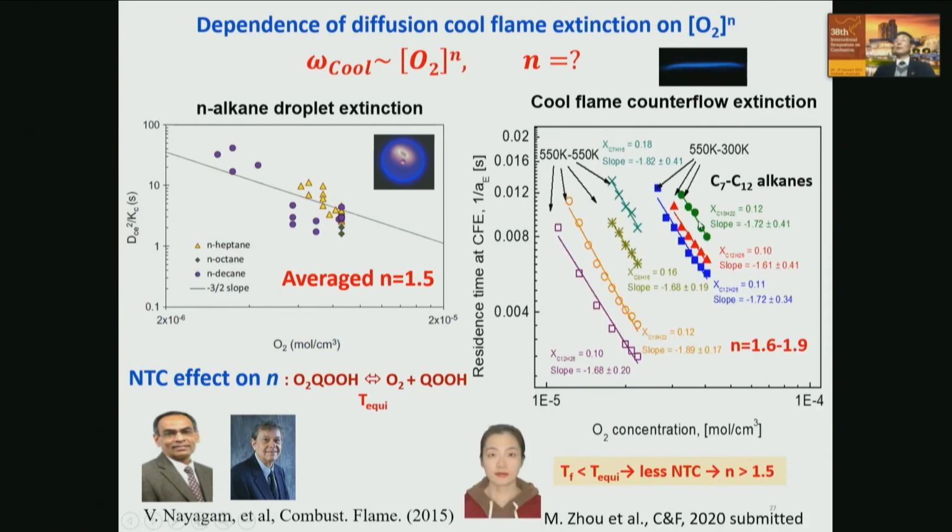At Princeton, we recently conducted an experiment for different C7 to C12 alkanes, plotting the extinction limit as a function of oxygen concentration. We obtain an n for different alkanes between 1.6 and 1.9, which is bigger than the average value from the NASA droplet experiments. Why? It's because the cool flame temperature here is lower than the equilibrium temperature of the NTC reactions. So therefore, less NTC and higher n in our experiment.